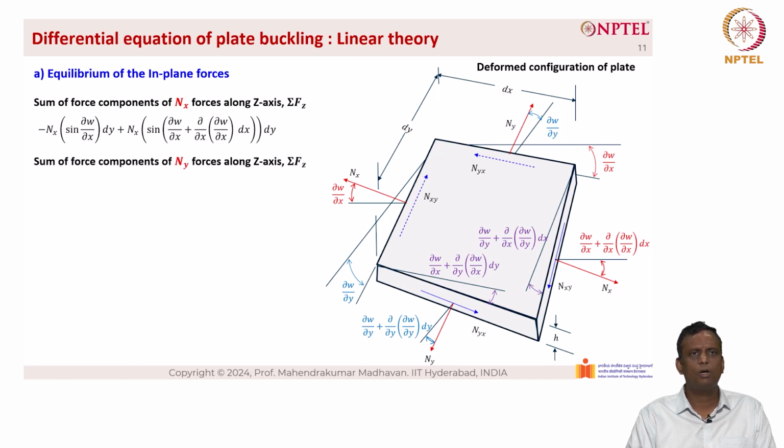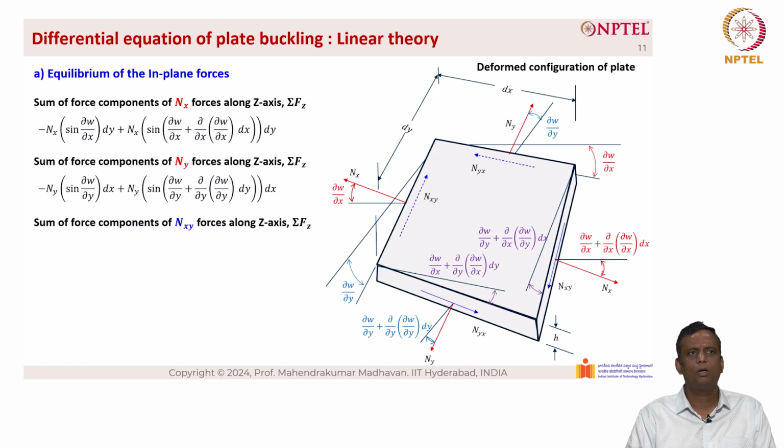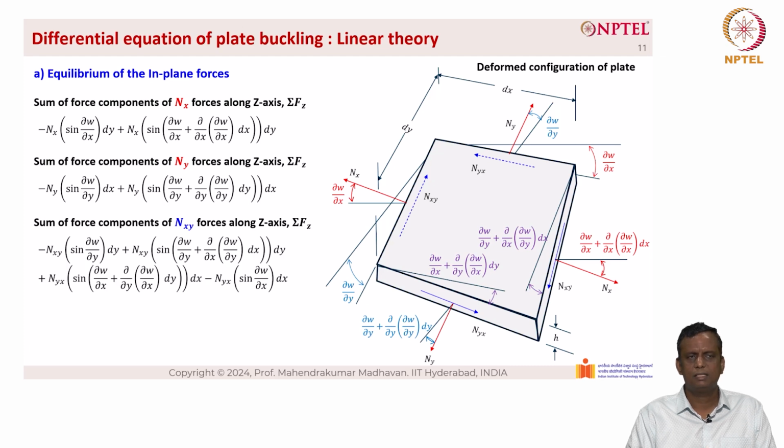And the sum of force components of Ny forces along the z axis, sigma Fz, is given as minus Ny into sine of ∂w/∂y into dx plus Ny into sine of ∂w/∂y plus ∂/∂y of ∂w/∂y into dy, into dx. Now, the sum of force components of Nxy forces along the z axis is also given here. The same technique is used.